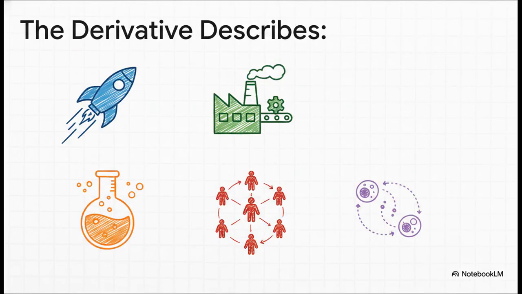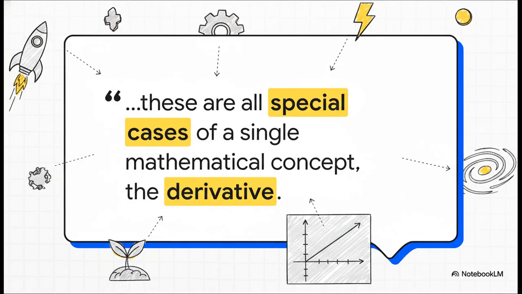So in physics, the derivative is velocity. But in economics, it's telling you the marginal cost, like what's the cost of making just one more item. In chemistry, it's the speed of a reaction. In biology, it's the growth rate of a bacterial population. You can even use it in sociology to model how fast a rumor is spreading. It's wild. They all look like different problems, but underneath, they're all the same mathematical idea. And don't just take my word for it. As the calculus textbook by Stewart puts it so perfectly, these are all special cases of a single mathematical concept, the derivative.